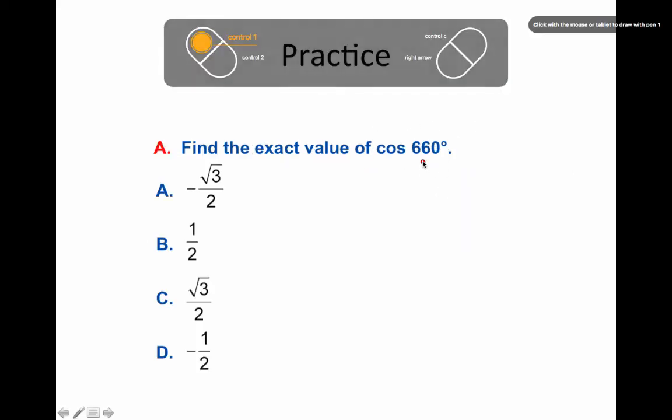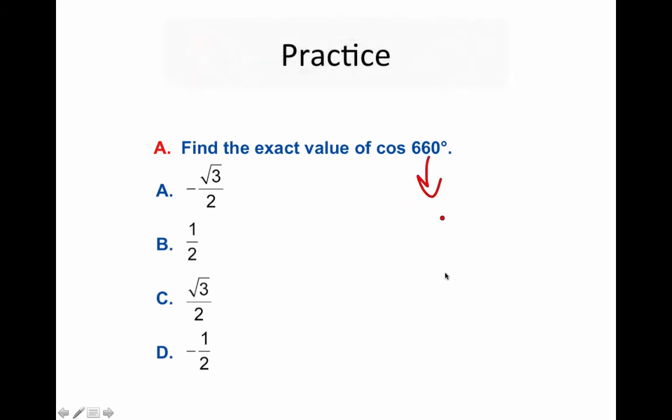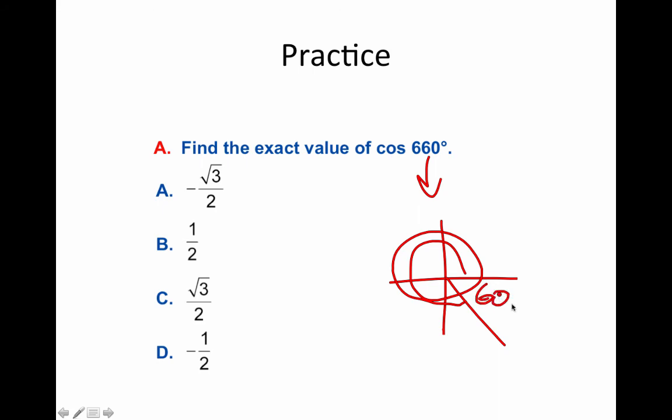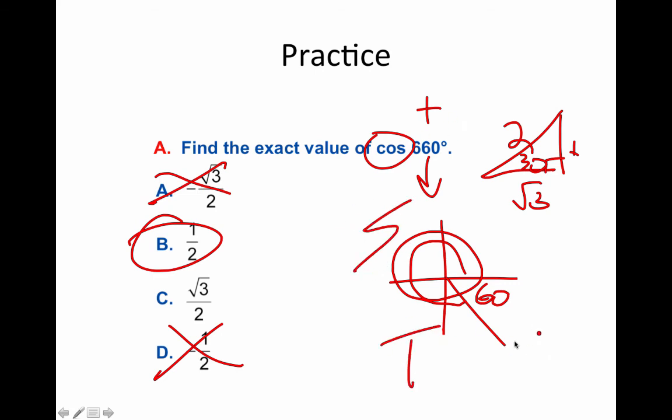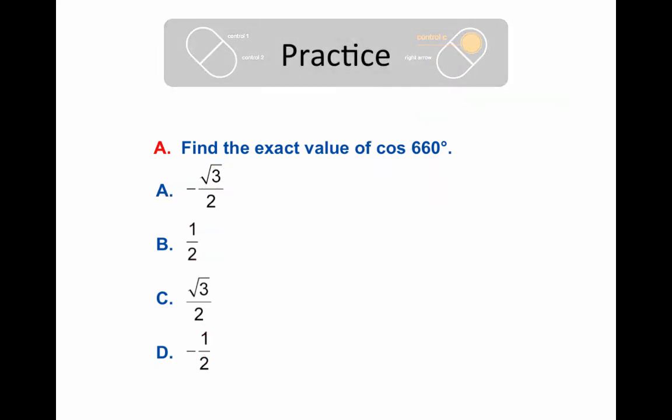660 cosine. Again, I think we're going to be in quadrant number 4, and I think we're going to have a 60-degree reference angle. Quadrant 4 cosine, positive. Can't be this one. Can't be this one. Cosine of a 60. 30, 60, 90, 1, 2, square root 3, cosine of 60, 1/2. Boom, it's B. So you're going to go off of STC for the sine, and then you're going to use the reference triangle. Always make the reference triangle with your x-axis.